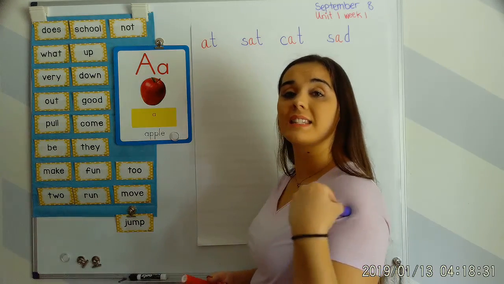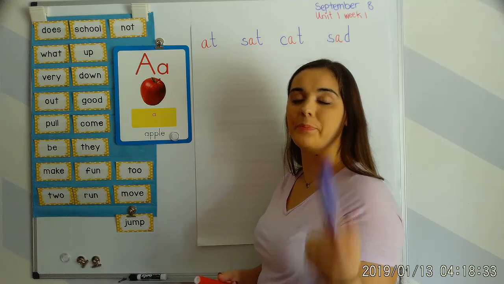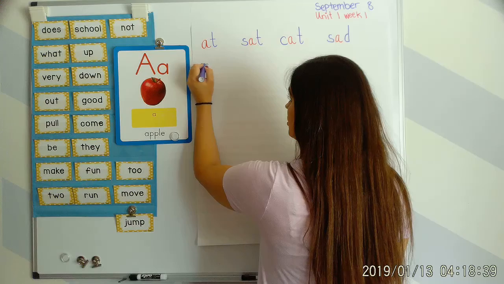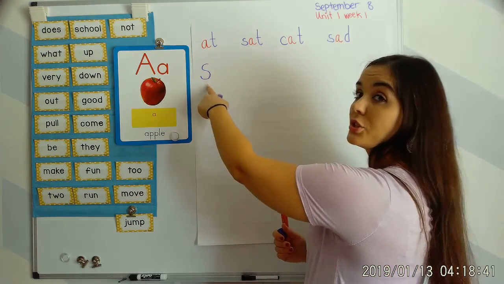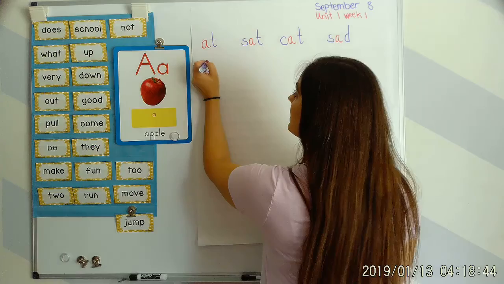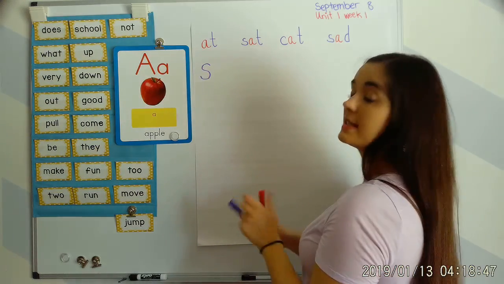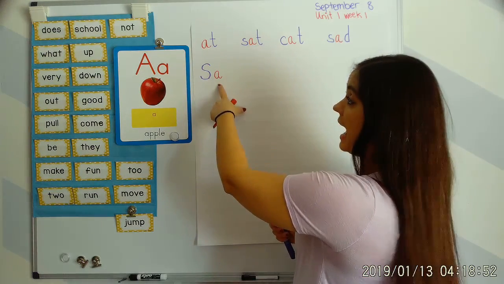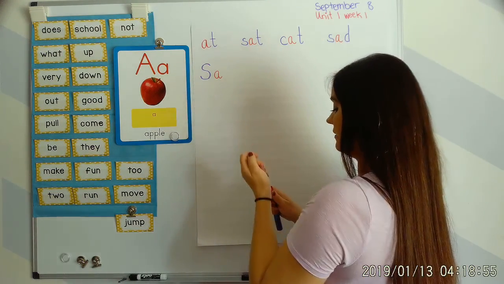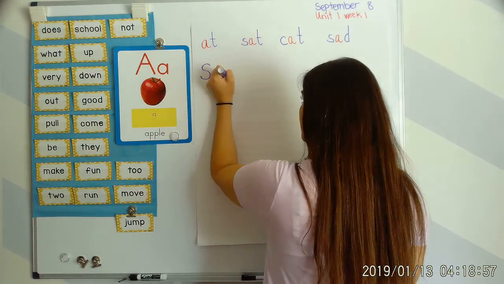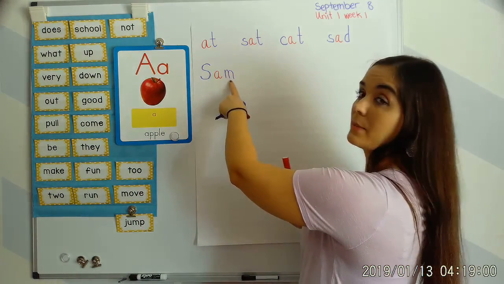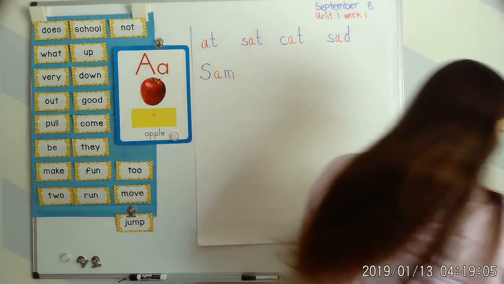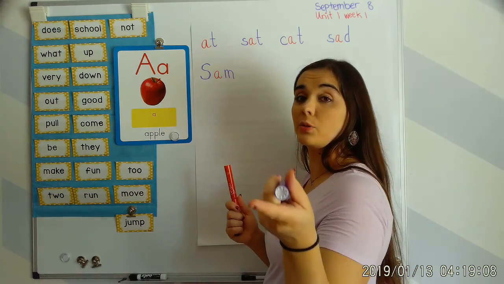Sam, your turn. Sam. So Sam is a name, so we have to make sure that we capitalize that S. So S says s. I want to make that S a little better. S says s. A says a. And M says m. Let's blend. Sam. All right, next word, bat, your turn.